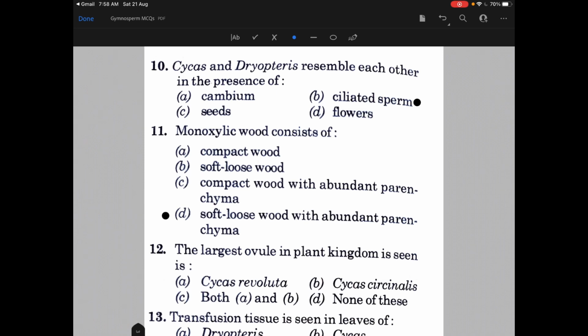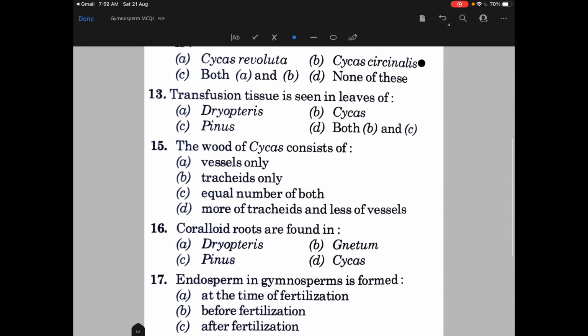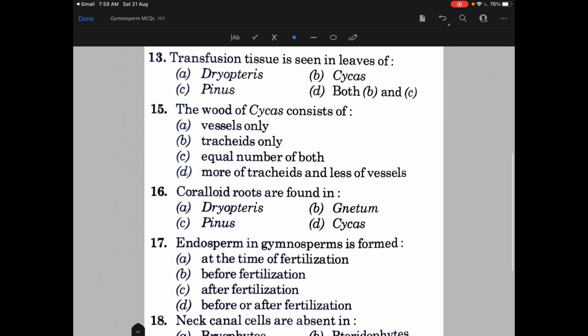Next, the largest ovule in plant kingdom is seen in dash. The answer is B, that is Cycas circinalis. Next, transfusion tissue is seen in leaves of dash. The answer is D, that is both Cycas and Pinus.